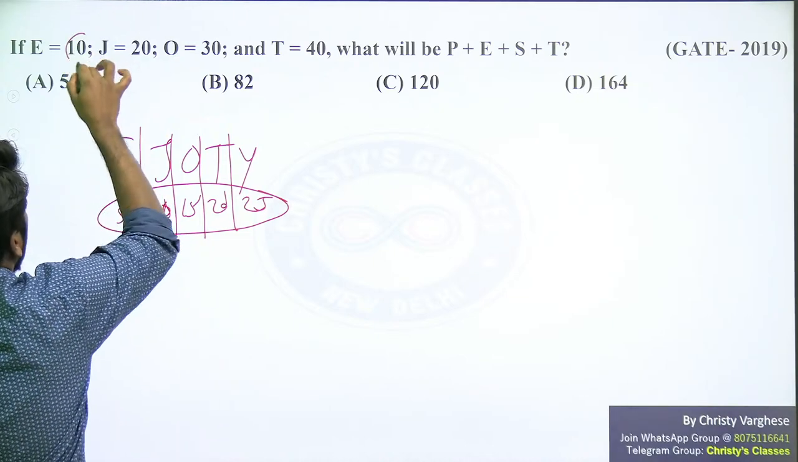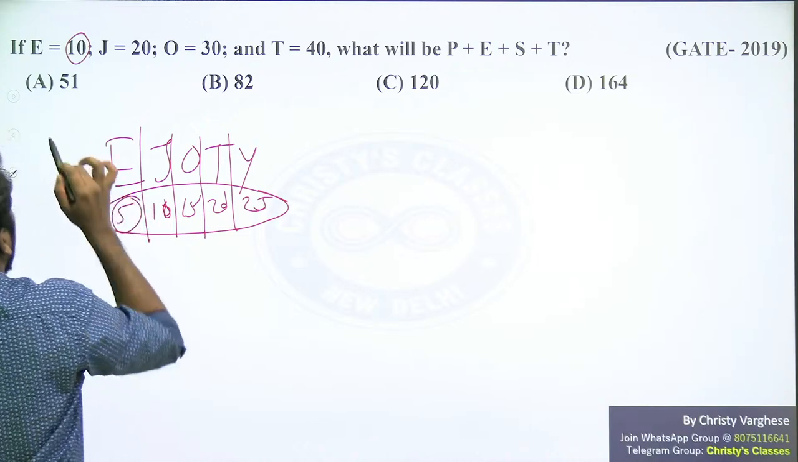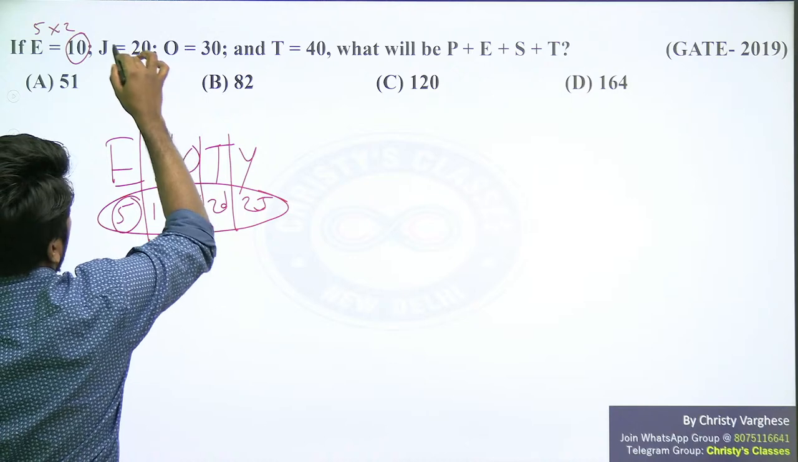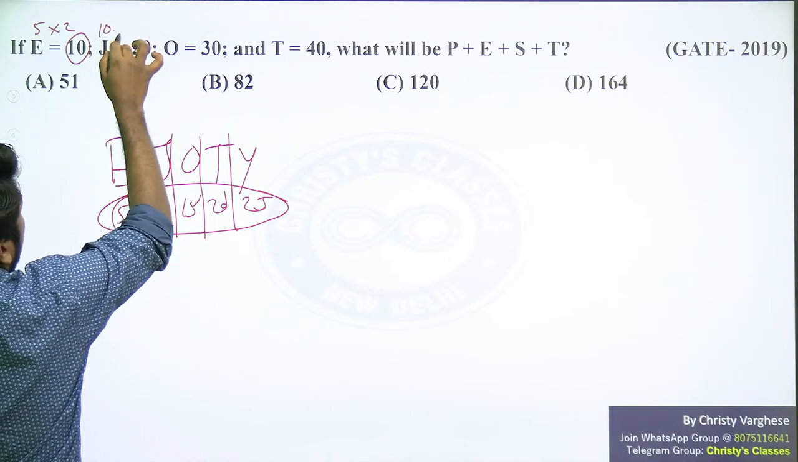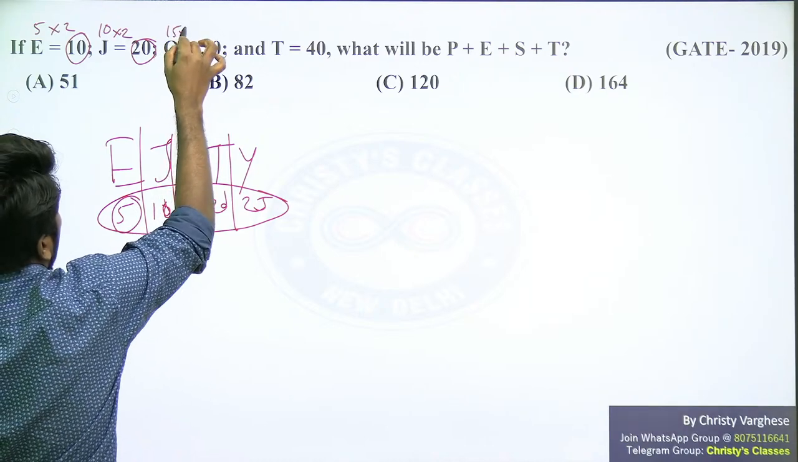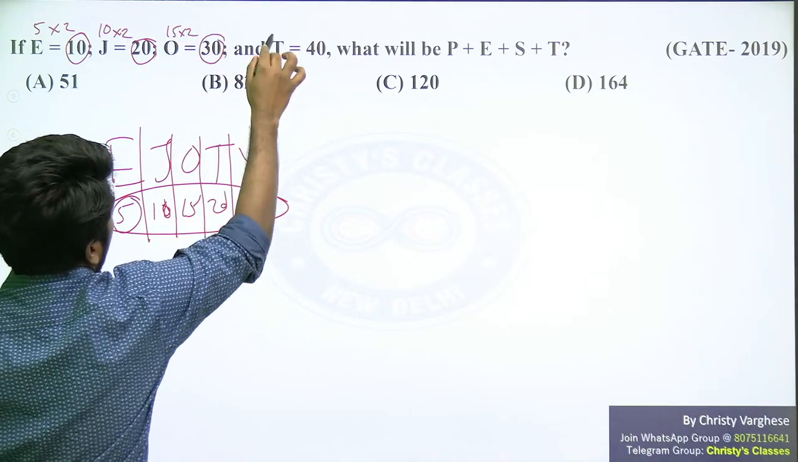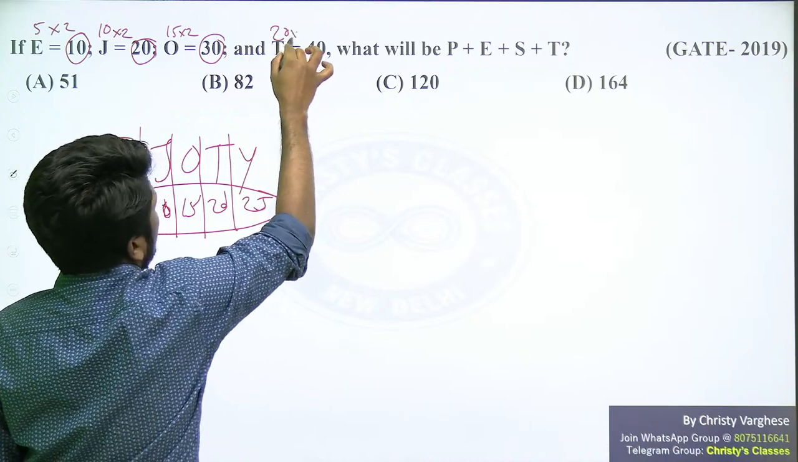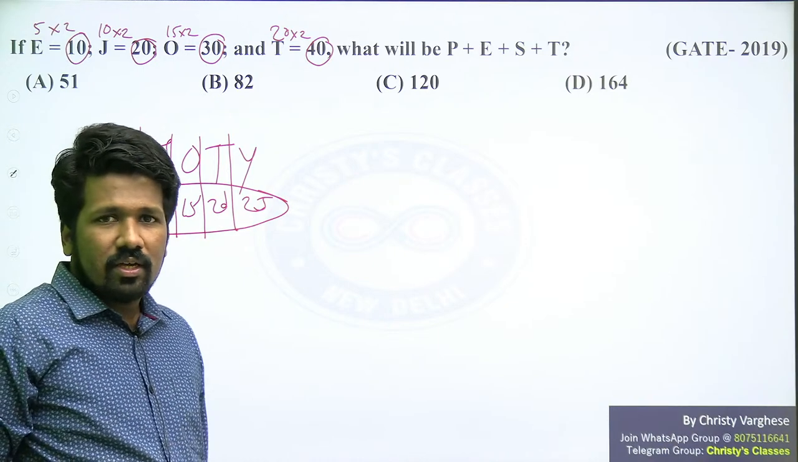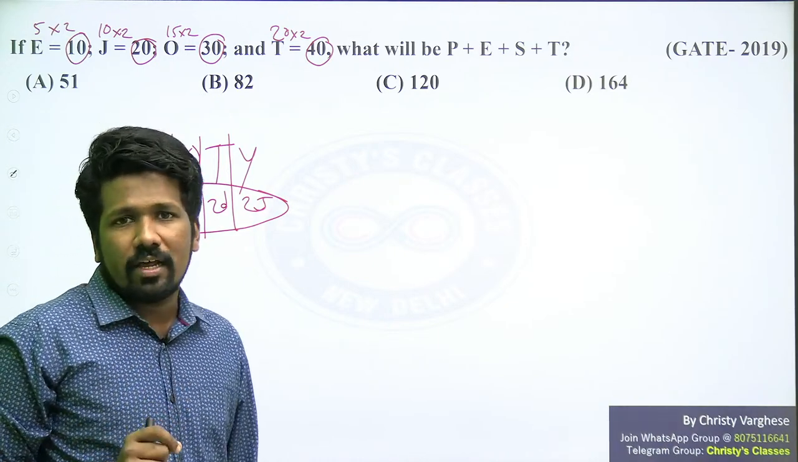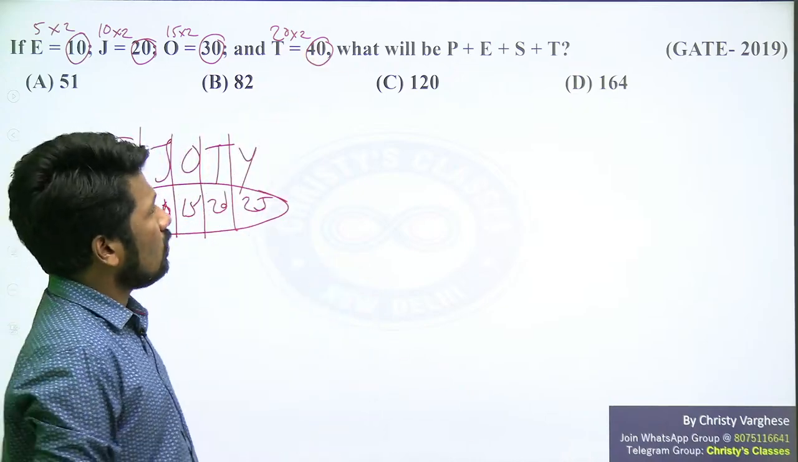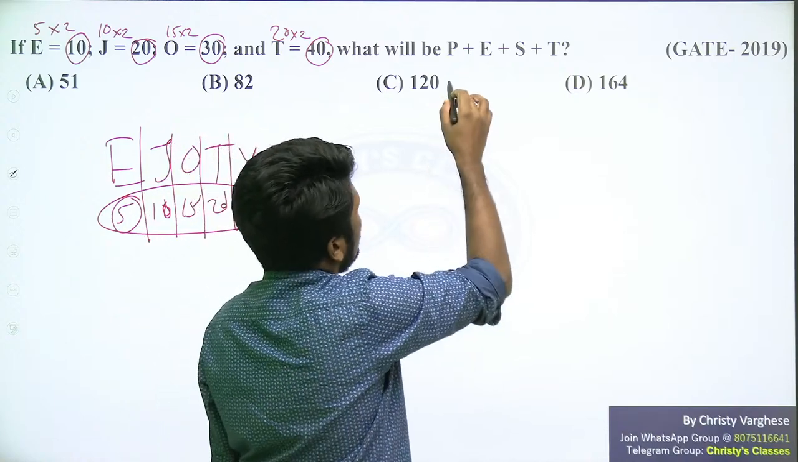So E is coded as 10 here, but actually E should be 5, na. So 5 doubled is 10. And J is actually the 10th letter in the English alphabet. 10 doubled is 20. O is the 15th letter in the English alphabet. 15 doubled is 30. T is the 20th letter in the English alphabet. 20 doubled is 40. So we understood that in the coding, the corresponding position in the English alphabet is doubled. That is how you are getting the number. So here also we have to do the same.